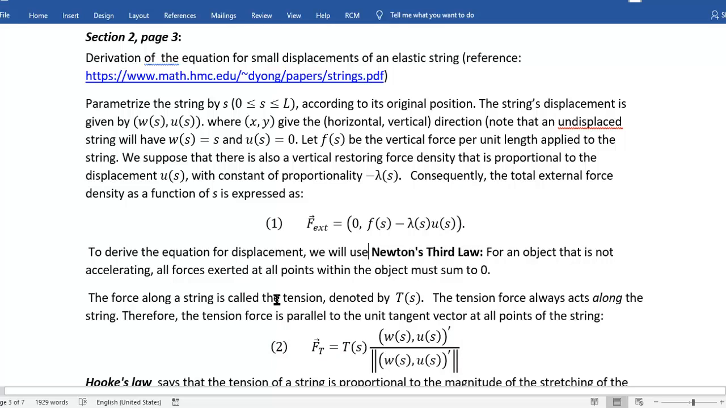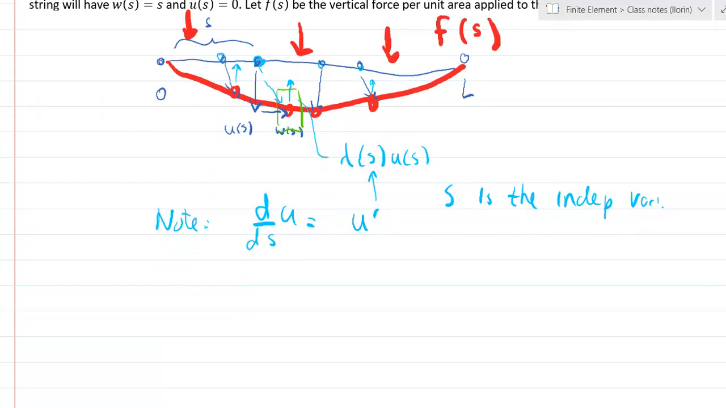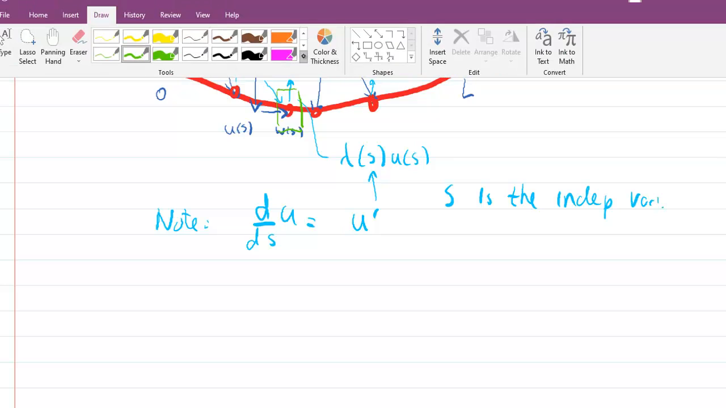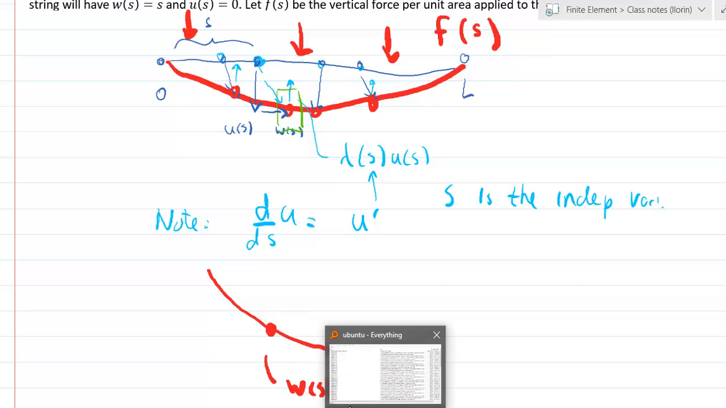The force along the string is called a tension, denoted by T of s. So let's look at this small point here. Let's just look at this individual point. Now this point is at location w of s, u of s. So I'll make the large picture down here. The point is red, so we'll put it in red. And the string is also moving. Now the string is bending like this. The location here is w of s and u of s.